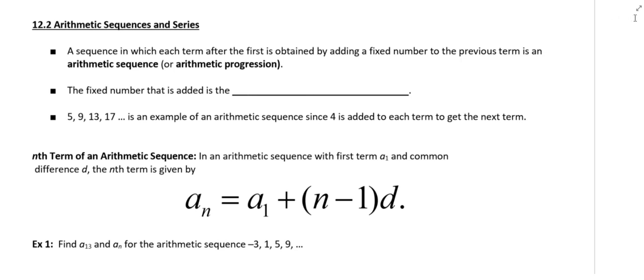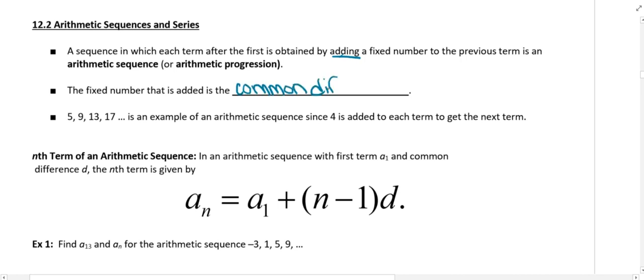Okay, 12.2, we are looking at arithmetic sequences and series. So a sequence is when we are adding a fixed number to each term. So arithmetic means we're adding or subtracting a fixed number. It can also be called an arithmetic progression. The fixed number that you are adding is going to be called the common difference.